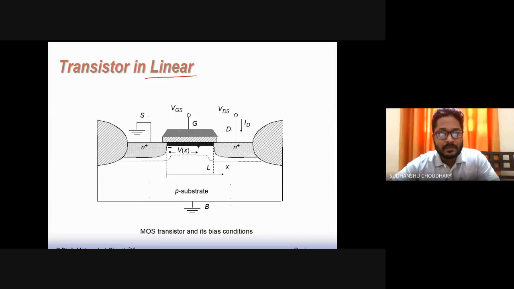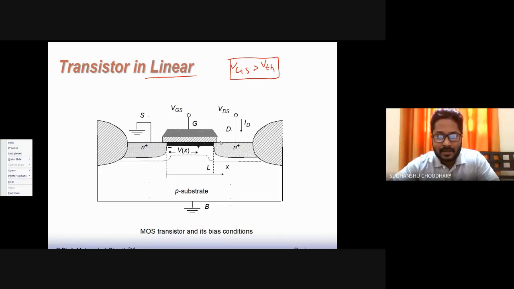So when you apply a VGS, for creating a channel, first of all, you need to apply a VGS which should be greater than the threshold voltage of the MOSFET. Once you fulfill this condition, a channel like this is created. Now, once a channel is created, you can think about applying a VDS, that is a positive voltage at the drain side. At this terminal, you can apply a bias, so VDS you apply here.